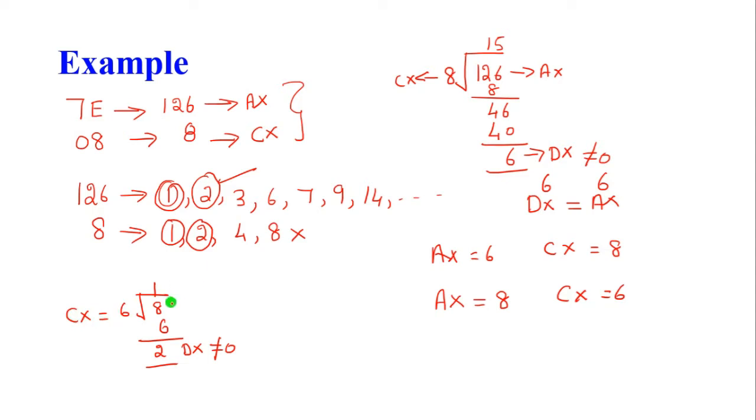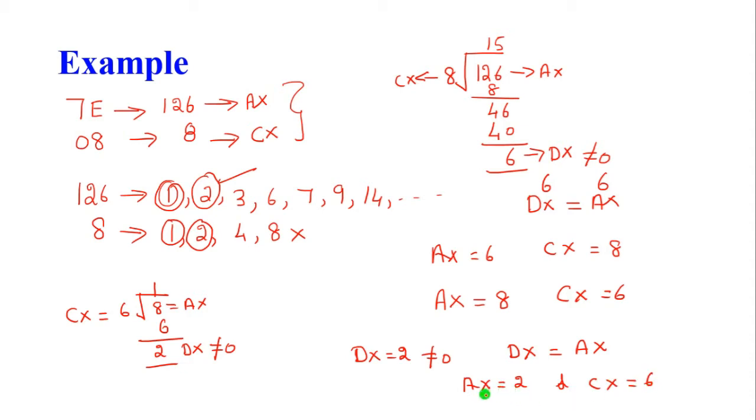Okay, this is for ax. Now the dx value is equal to 2. This ds value is not equal to 0. That's why the dx value is moved into the ax register. Okay, now the ax register's value becomes 2 and the cx register's value becomes 6.